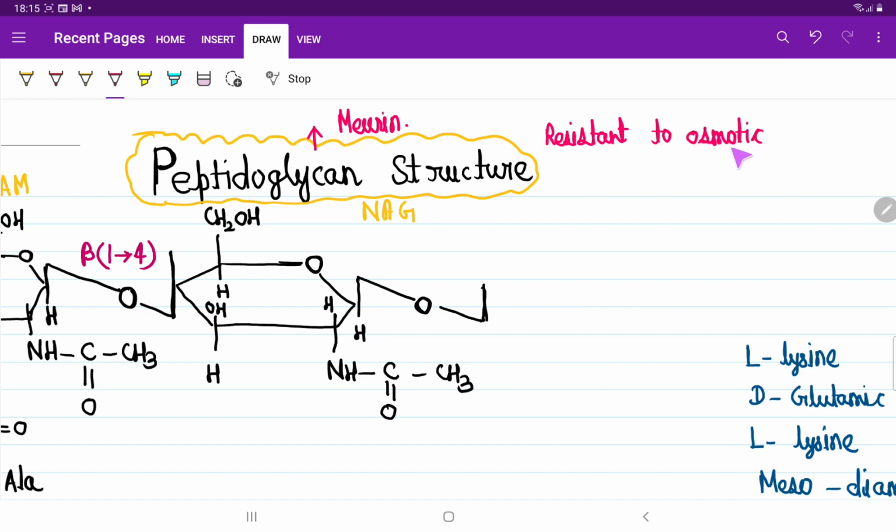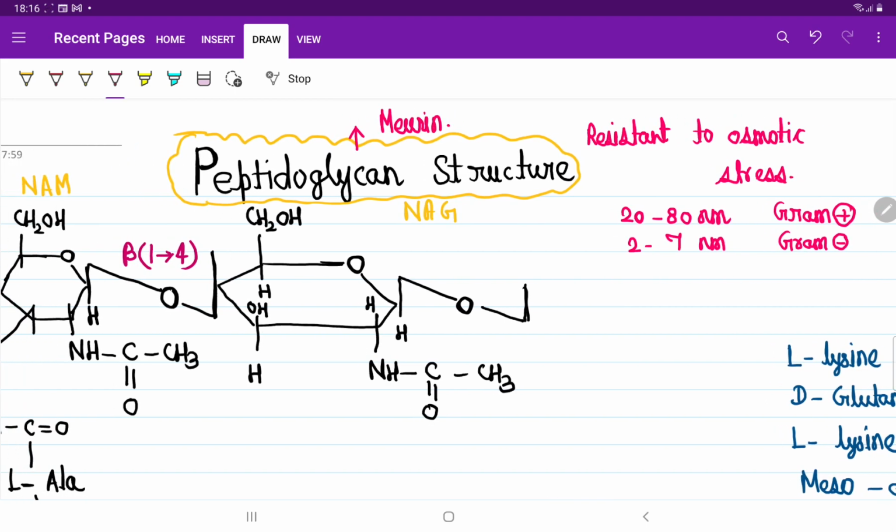Another thing: this peptidoglycan has different thickness in different kinds of bacteria. If you see gram positive bacteria, the thickness of the peptidoglycan layer in the cell wall is nearly 20 to 80 nanometers. Okay, now this is about gram positive bacteria. In gram positive bacteria, the peptidoglycan layer is thick. Now we will see gram negative bacteria. In gram negative bacteria also the peptidoglycan layer is present, but it is just 2 to 7 nanometers thick.